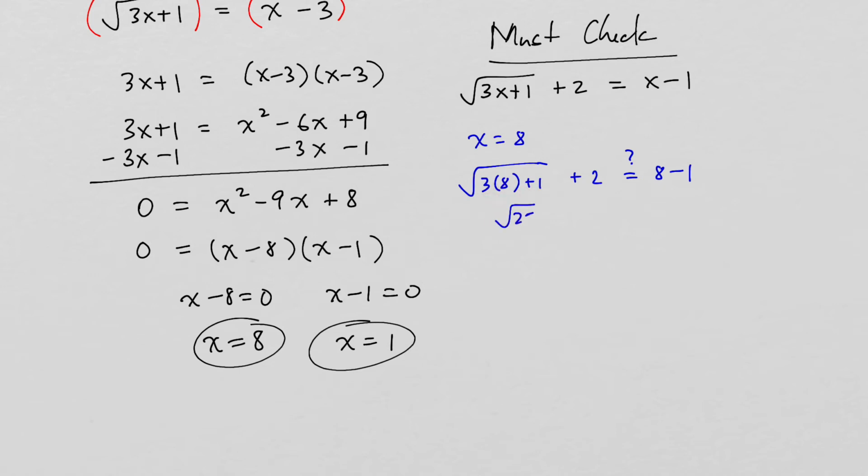So we have the square root of 25 plus 2 is equal to 8 minus 1, which is 7. And this says 5 plus 2 equals 7. And that is correct, right? Because that says 7 equals 7. So this means that the number x equals 8 is confirmed to work. Now let's try x equals 1.